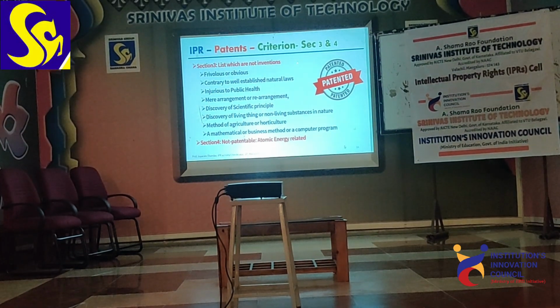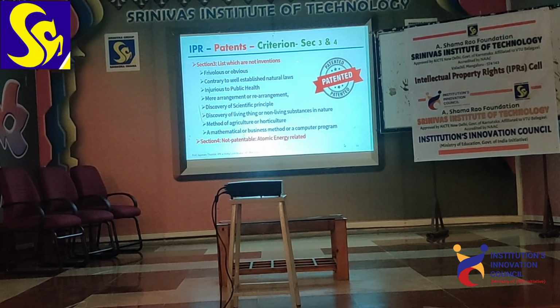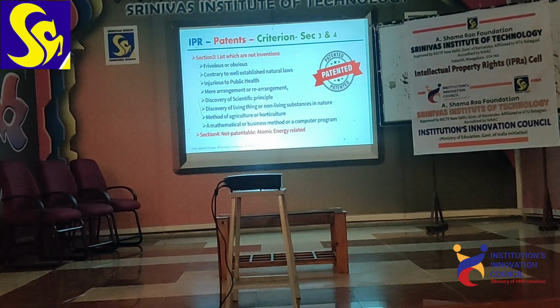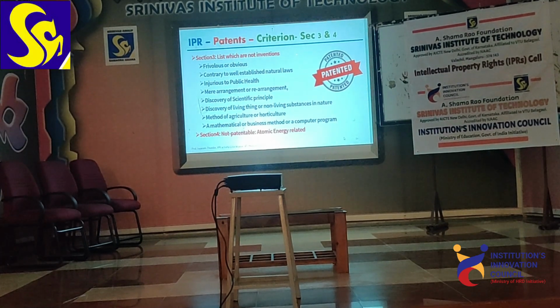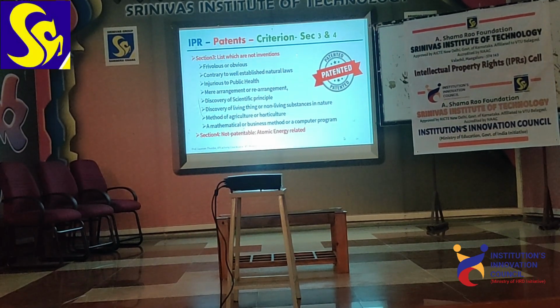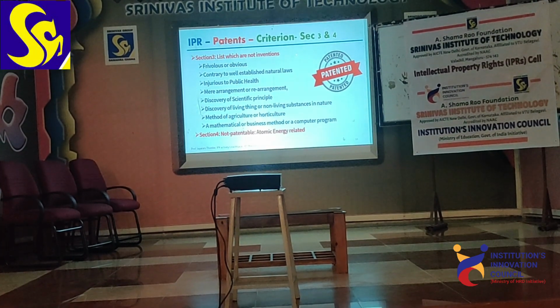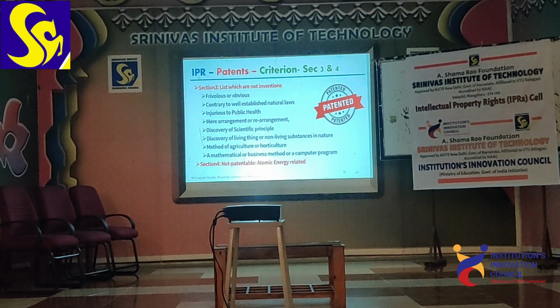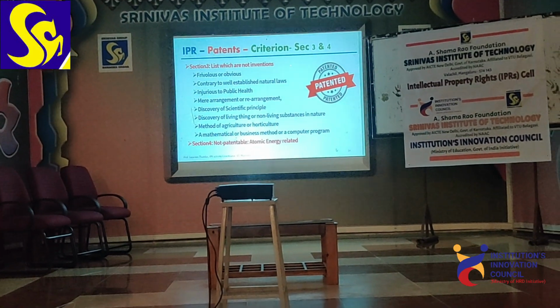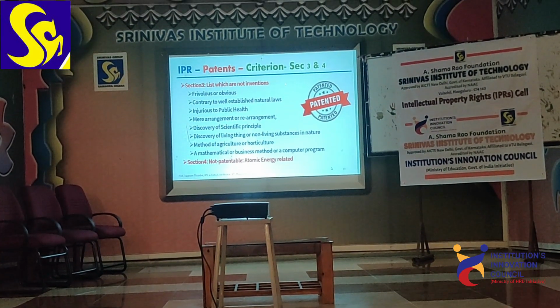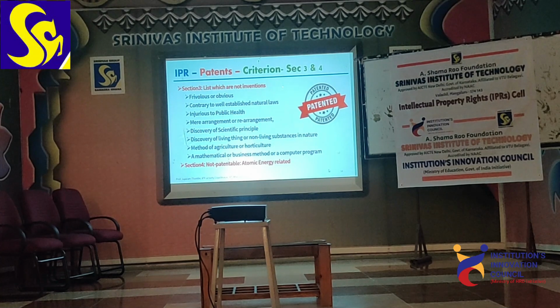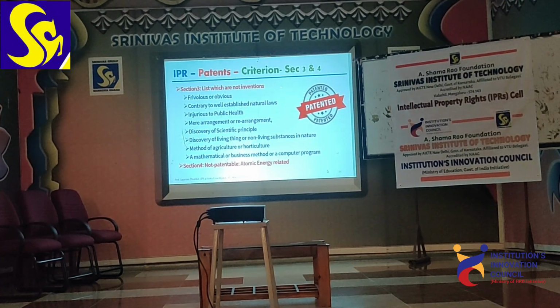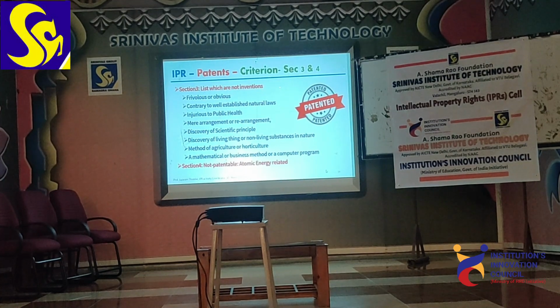And method of agriculture or horticulture, because that is protected in some other way, I'll come to that. Even the methods related to agriculture, if you found a new method, again cannot be claimed in a patent. And a mathematical or business method or a computer program. So many of you may be from the computer department here. Tomorrow you write a totally new program that runs nicely and does some good thing, right? Again, that cannot be protected under the patent.